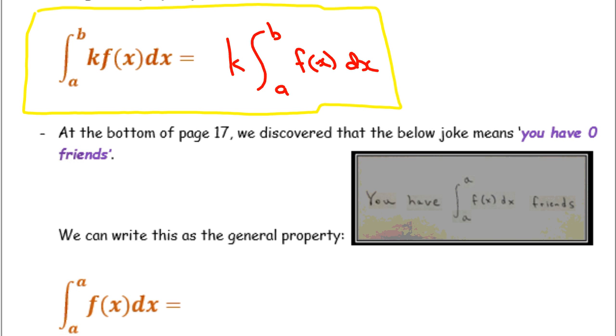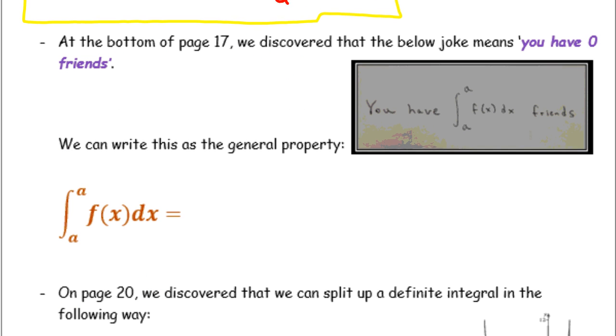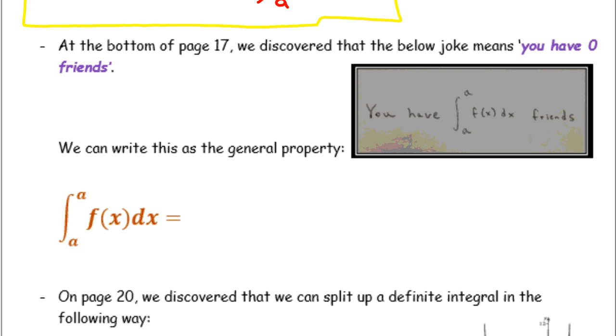Okay, so at the bottom of page 17, so we're on page 23 now, but this was from page 8. At the bottom of page 17, we discovered that the below joke means zero. So this happens to be another property. I'll scroll down a bit. So the general property is, notice that the integral of f of x dx between the lower limit being a and the upper limit being a always equals zero, because there's no area between a and a, because it's just the same number. Yeah, exactly. So we might want to make a little note of that.